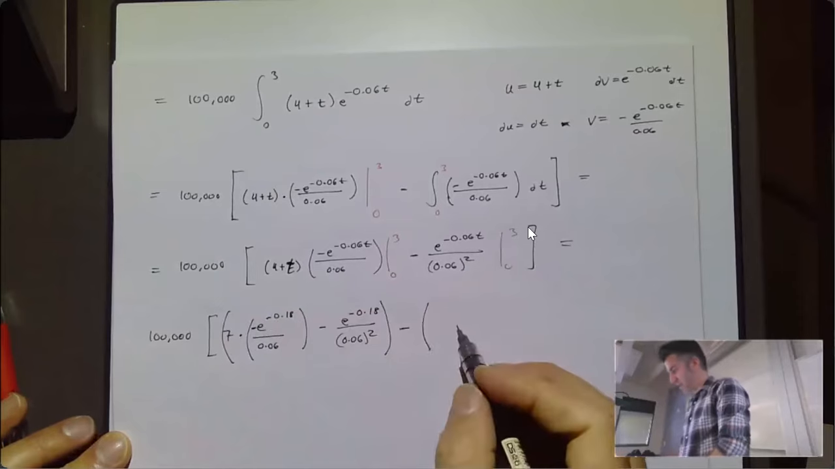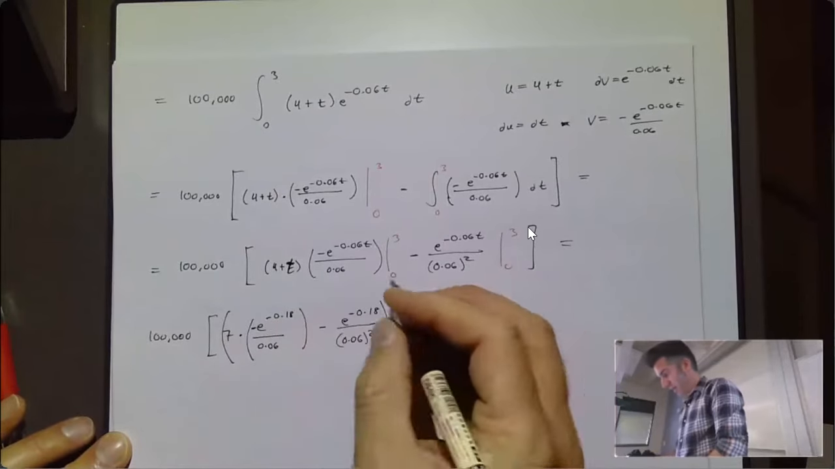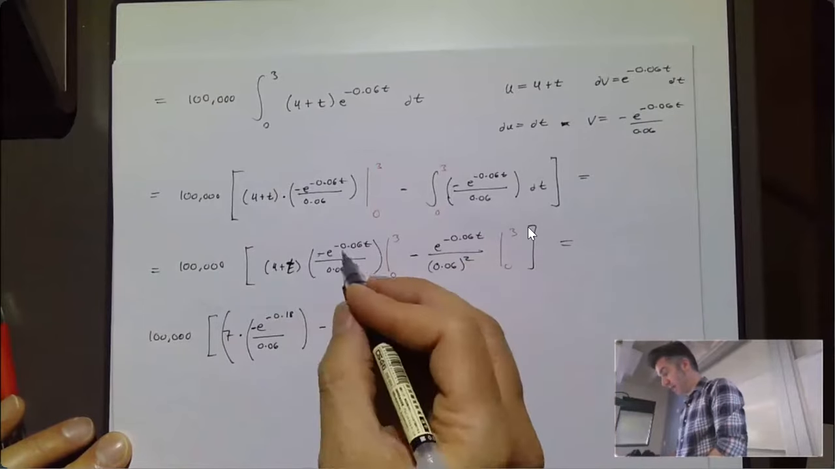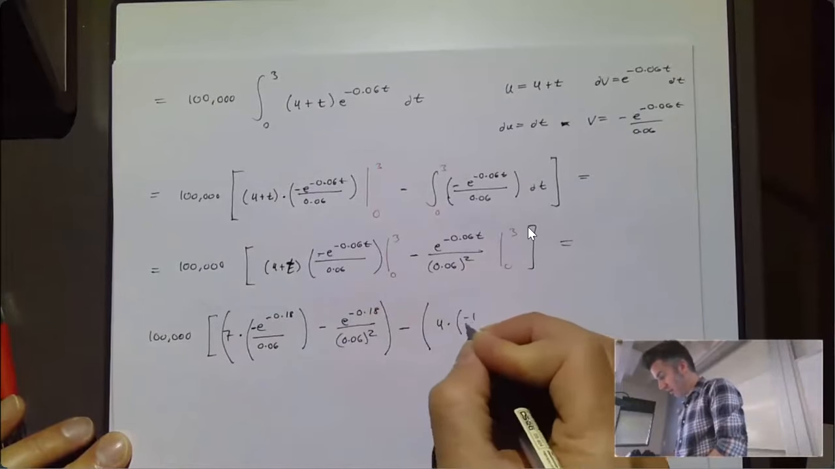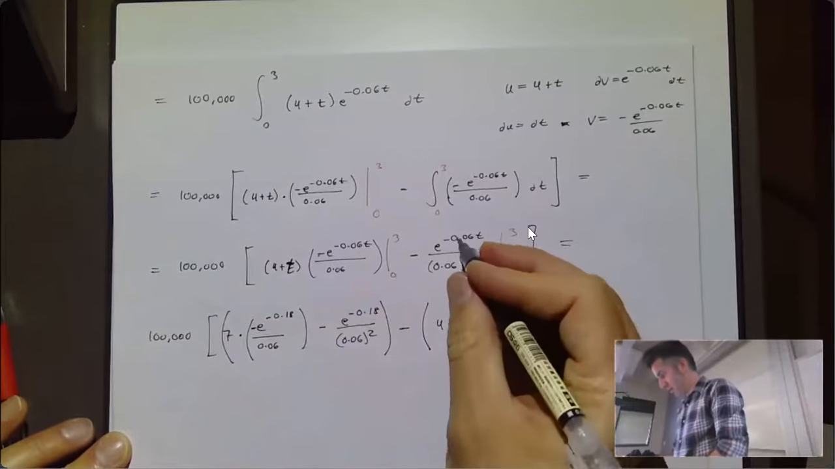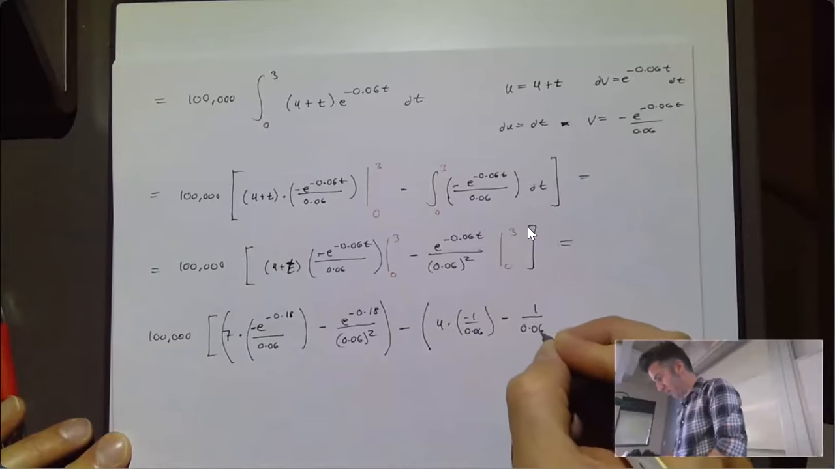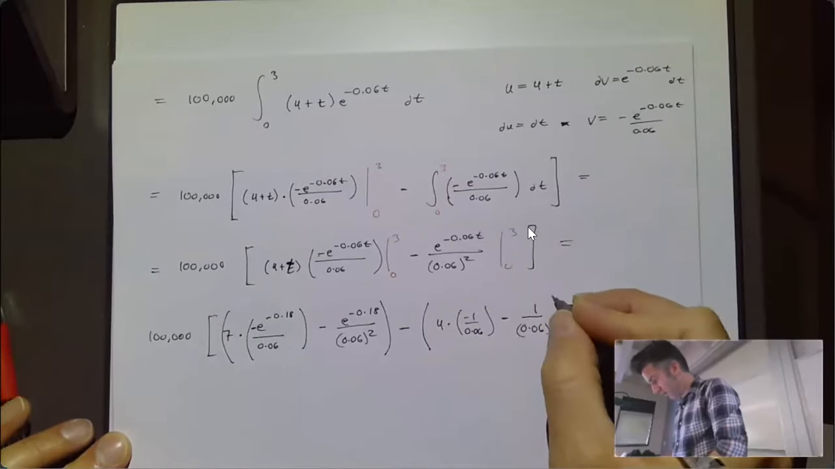And then minus, when I plug in 0, I'm going to get 4 plus 0, so 4 times e to the 0, sorry, negative e to the 0, that's a negative 1 over 0.06. And then minus, when I plug in 0 here, I'm going to get e to the 0, which is 1 over 0.06 squared.